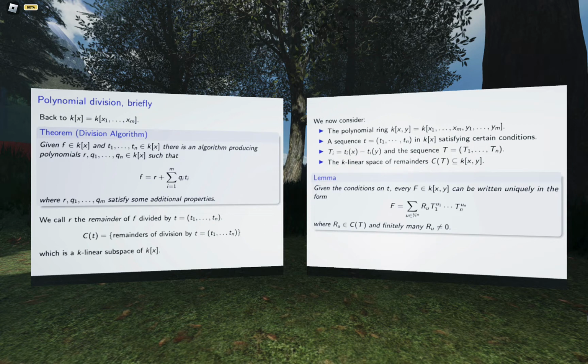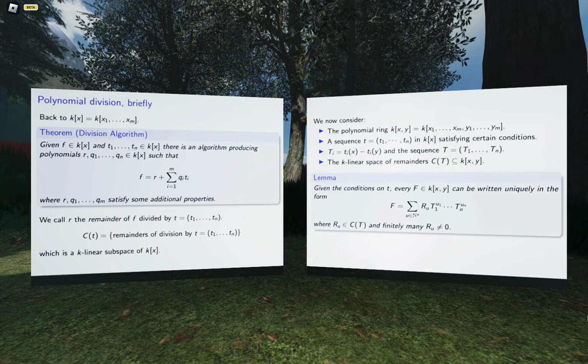And what we do is we call r, as you might expect, the remainder of f divided by the sequence t. And what we're going to do is consider the set of possible remainders of division by a fixed sequence t, and we'll call this C of t. So that's every polynomial in K[x] which arises as a remainder of division by t. It's not too hard to show that this is a K-linear subspace of K[x].